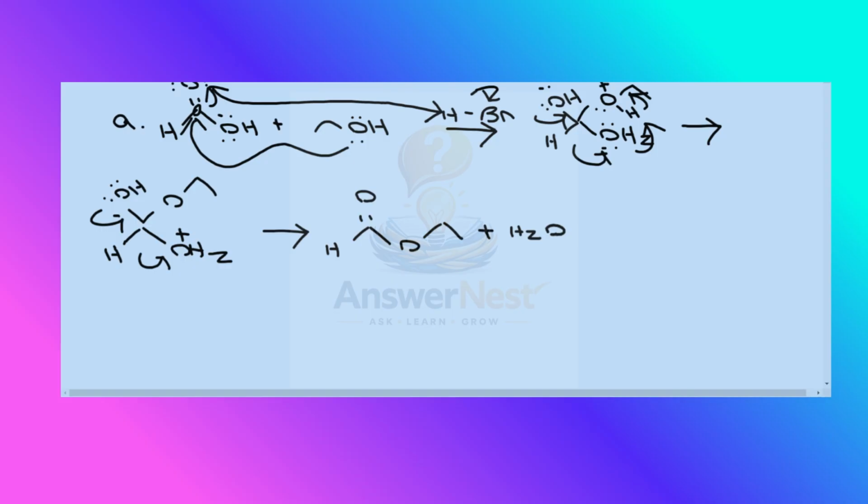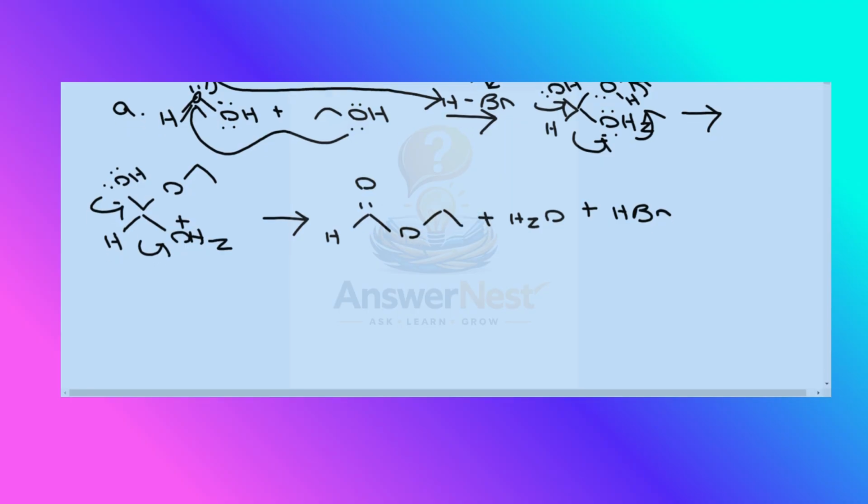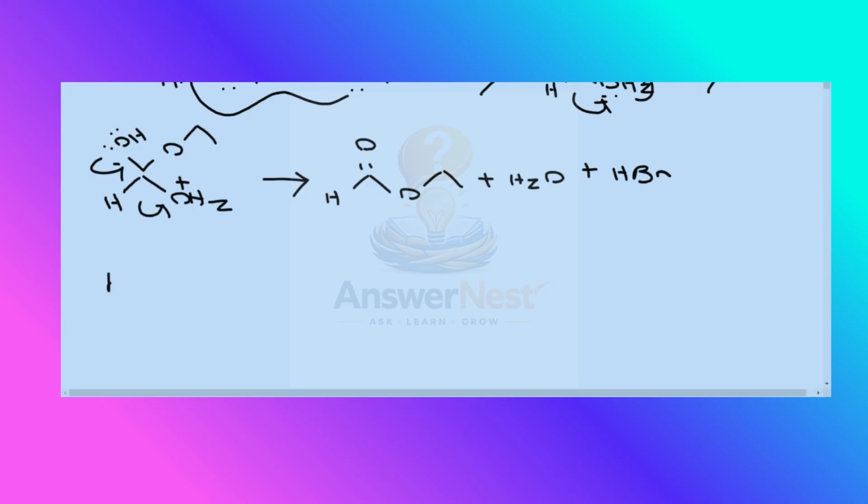But we still have a hydrogen attached to this oxygen right here, so it's going to have a positive charge. And the last step is for the bromine that was expelled in the first step to just grab that proton from the ketone to regenerate the acid catalyst of HBr. And in this reaction, we need to increase the concentration of the alcohol to favor the formation of the ester.